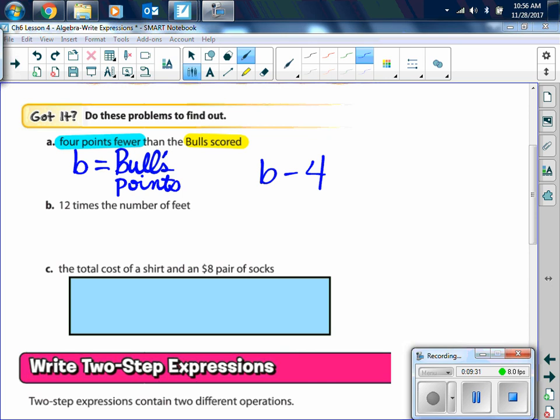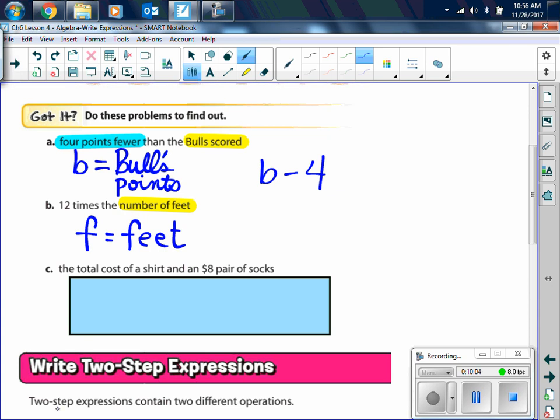Problem B says, 12 times the number of feet. Once again, those are the words. Okay? So, what is it that we don't know? Very good. We don't know the number of feet. So that's what our unknown is. So what variable do you want to use? F? Okay, F for feet, or the number of feet.